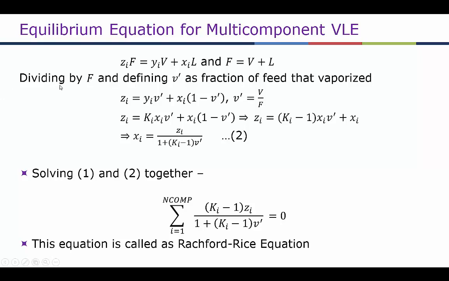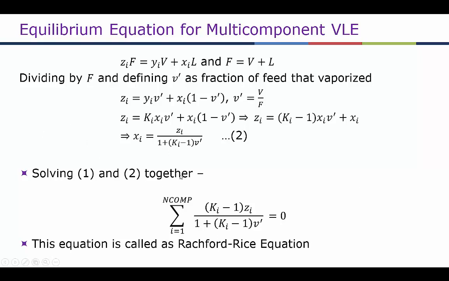If we divide this whole equation by F and then define a new term, nu, the Greek letter nu, it gives us the fraction of the feed that vaporized, which means nu is equal to V over F, where F is the feed and V is the vapor flow rate. If we rearrange this equation, we can get xi equals zi over 1 plus (Ki minus 1) times nu. So we get our second equation, which is a mass balance equation, and previously we had the equilibrium equation.